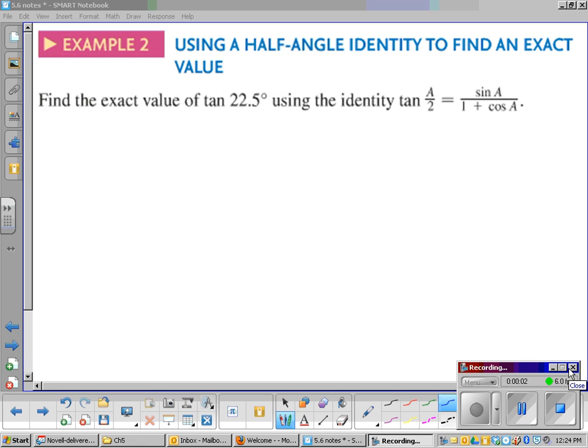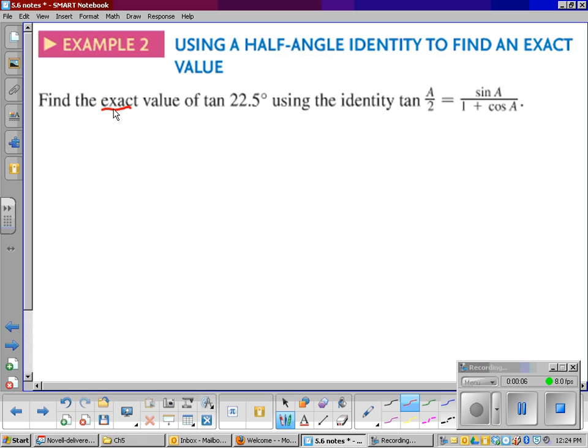Example 2 is similar to example 1, except this time we're finding the exact value, which means no decimals, of tangent 22.5. And they tell us which of the 3 tangent identities they want us to use. Again, that goes back to the form of the answer so that we get the right form and there's only one right answer. So 22.5 is half of an angle that's special.